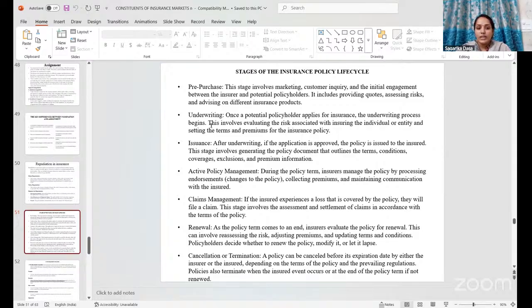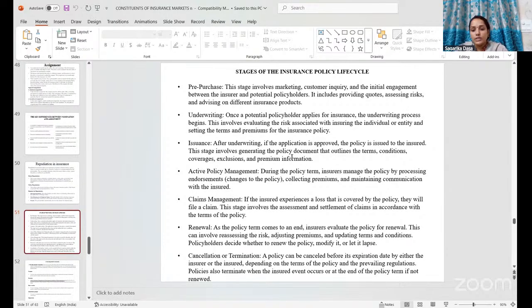Now, after the underwriting process comes the issuance. After underwriting, if the application is approved, the policy is issued to the insured. That is, the policy will be given to the policy holder. This stage involves generating the policy documents that outline the terms, conditions, coverage, exclusions, and premium information.